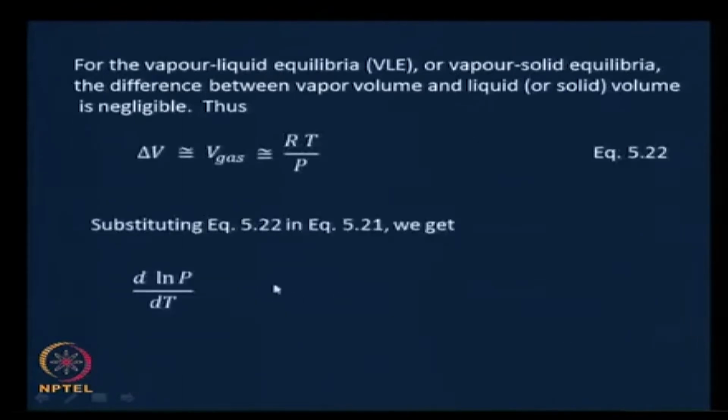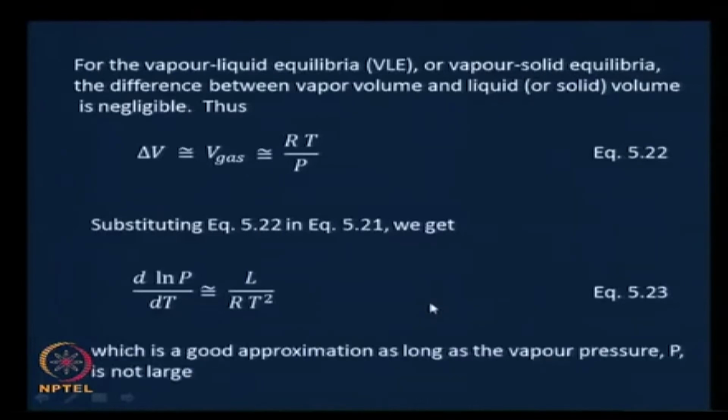Therefore, we get d ln P dt equals L by RT squared, and this is typically a very good approximation as long as the vapor pressure is not very large. If vapor pressure is large, then be careful in using this approximation.